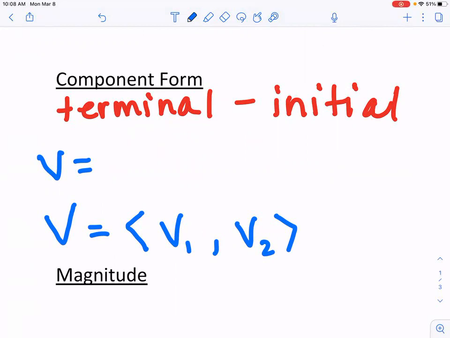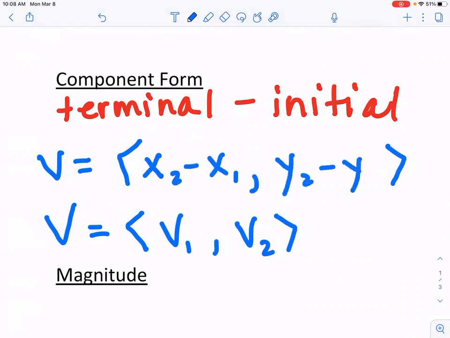So if we have a terminal and an initial point, then to put it in component form, we're going to take terminal minus initial for our x's, terminal minus initial for our y's, and then we will end up with what looks like a coordinate with chevrons, and that's going to represent our vector in component form.